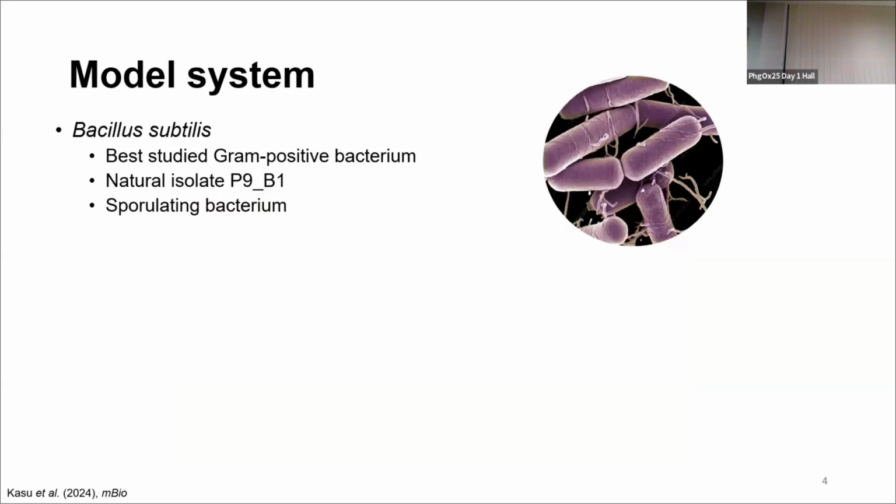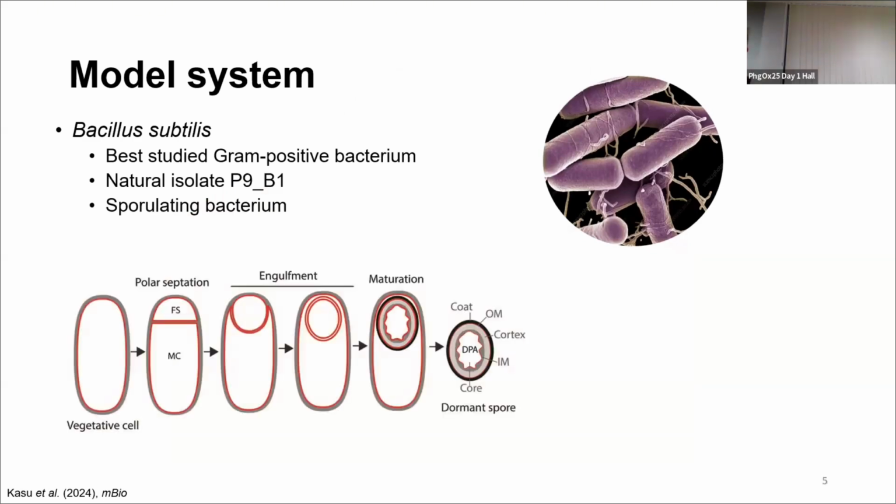So we are working on Bacillus subtilis. This is a gram-positive bacterium, which is one of the best studied ones. Specifically, we work on the P9B1 isolate, which was isolated from soil. And this is also a sporulating bacterium, and this will be of importance today because I will also talk a bit about sporulation. So just a brief introduction of sporulation and how it happens.